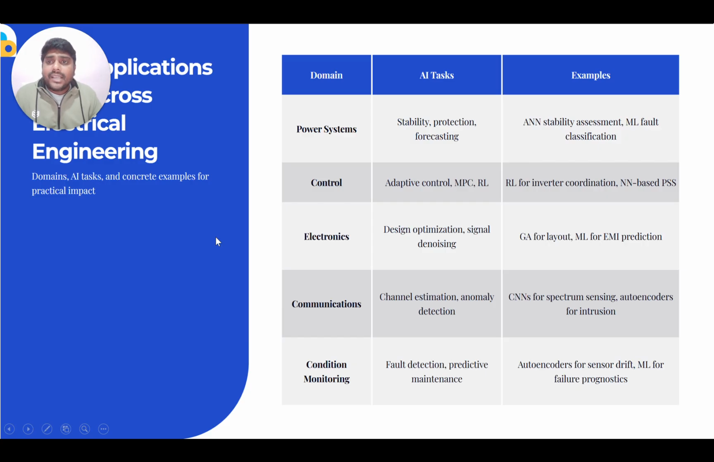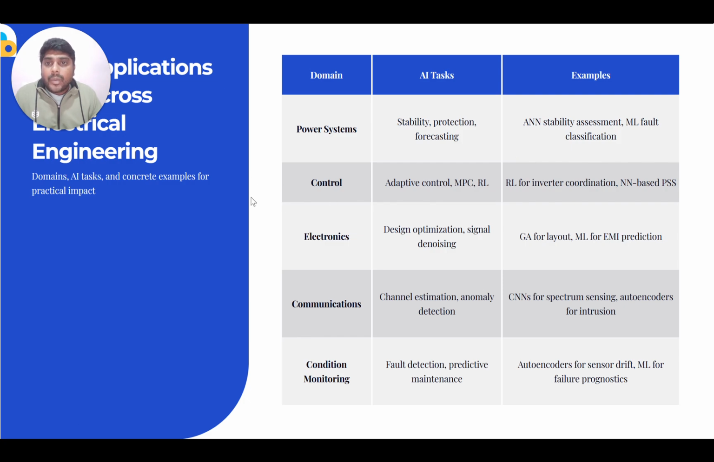Next, we can categorize the applications into five core areas. First one, the power system. Second one, control. Third one, electronics. Fourth one, communications. And fifth one, condition monitoring. For power system, AI is vital for assessing stability, enhancing protection, and making accurate forecasting. A concrete example is using an artificial neural network for fault classification.